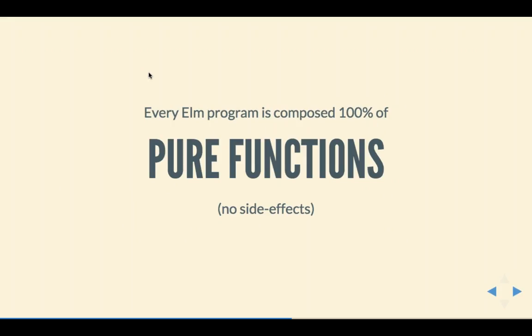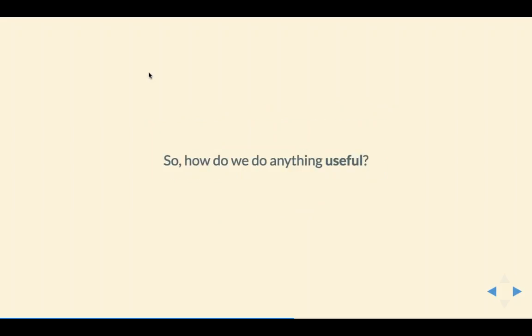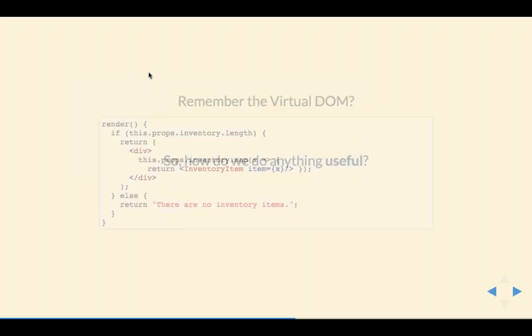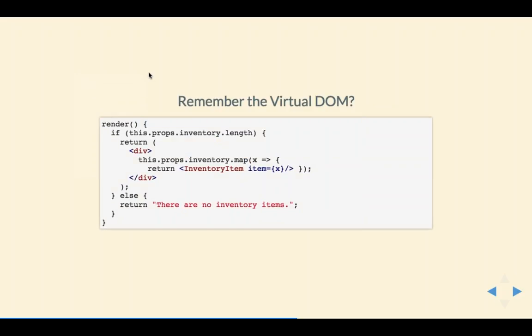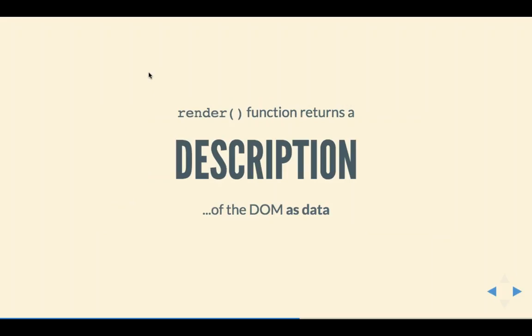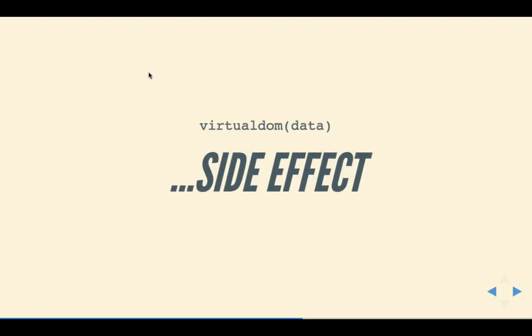So I mentioned earlier that every single Elm program is 100% composed of pure functions. It has no side effects. So how do we do anything useful, which is exactly your question. We all remember the example of the virtual DOM, right? The render functions take data, in this case a this that has props, which is a bit icky, but it's cool. The result of the render function is a description of the DOM that gets passed as data to the virtual DOM, and the virtual DOM does the job of producing the side effect.